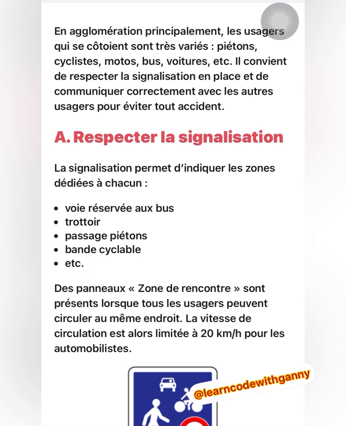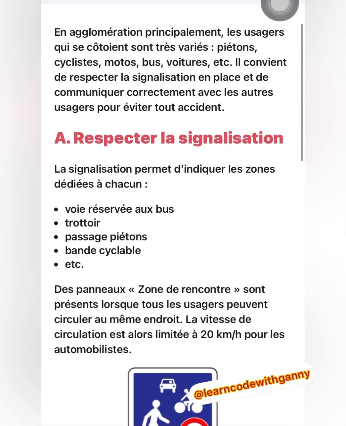Let's get into it. Mainly in the city, we have principal users. The users that we have together in the city are the pedestrians, those are the people that are walking on the road, the cyclists, the motorcycles, the buses, the cars, etc. It is necessary to respect the signage in place and to communicate properly with the other users to avoid any accident. So we need to communicate very well with them so that we avoid accidents.